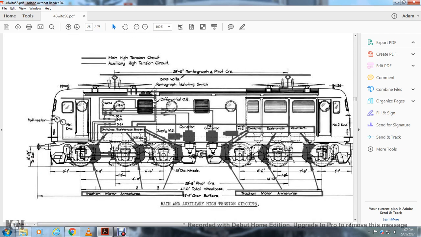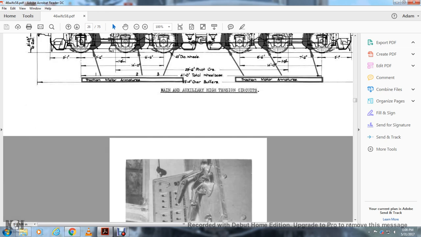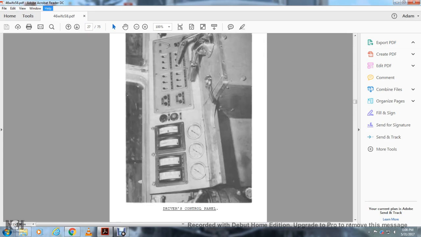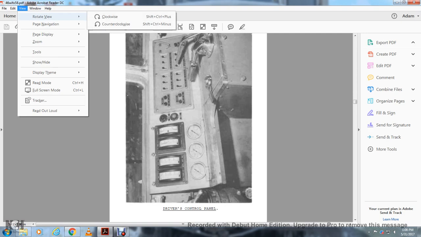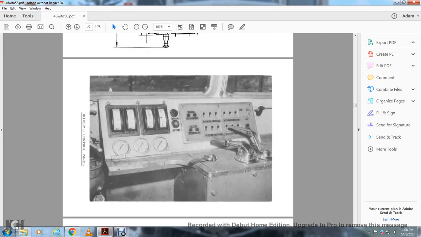Alright, this shows the main tension, auxiliary high tension wire, pantograph, pivot cars, pantograph isolation switch, voltmeter number 1 end, 160 amperes, 18 amperes, 10 amperes, 9.5 amperes, switches, resistance, reverser, supply main generator, compressor, 45-inch diameter wheels, pivot cars, traction motor armatures, switches, exciter, main generators, resistance, reversers number 2, and cab. This is the driver's control panel.